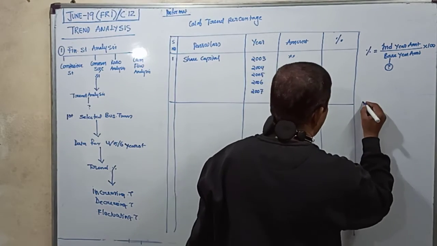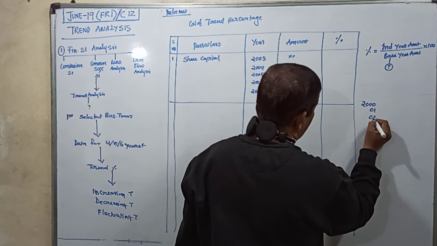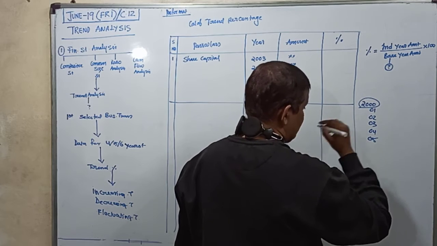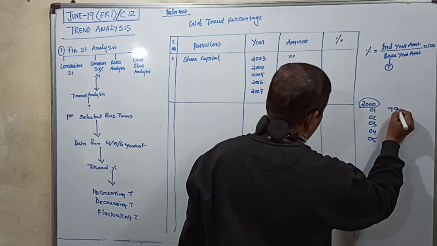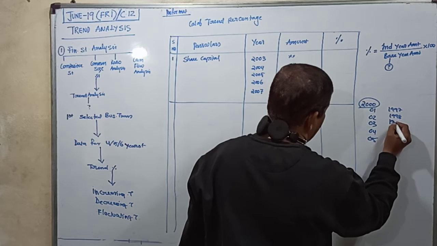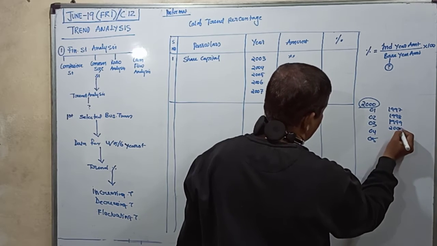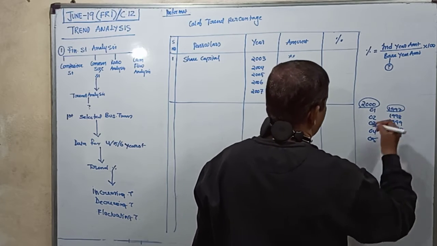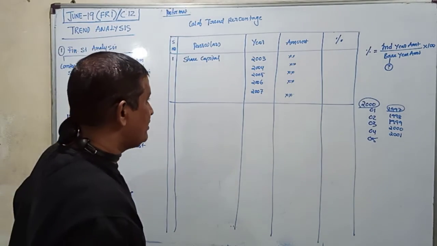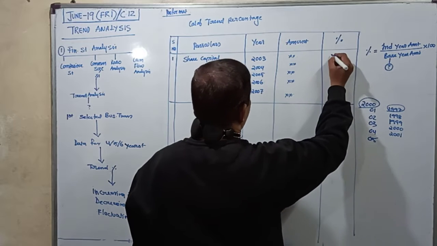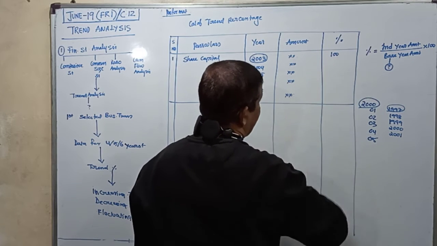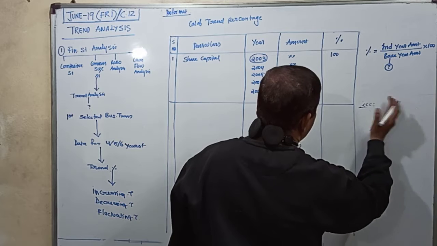Suppose you take data for 2000, 2001, 2002, 2003, 2004, 2005. 2000 would be the base year. Suppose you take the trend data for 1997, 1998, 1999, 2000, 2001. The first year, 1997, is considered as the base year. So here, 2003 will be the base year, the first year, and the trend percentage will always be 100. Now how do you calculate the other percentages?